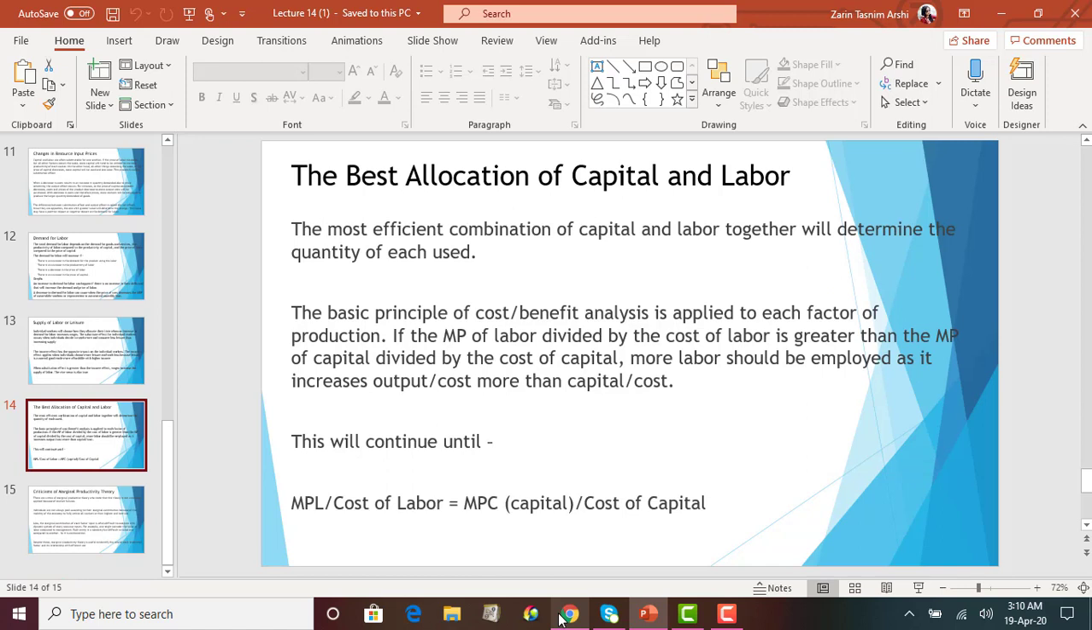Now, the best allocation of capital and labor, the most efficient combination of capital and labor together, will determine the quantity of each used. Again, the basic principle of cost-benefit analysis is applied to each of the factors, and if marginal product of labor divided by cost of labor is greater than marginal product of capital divided by cost of capital, more labor should be employed.